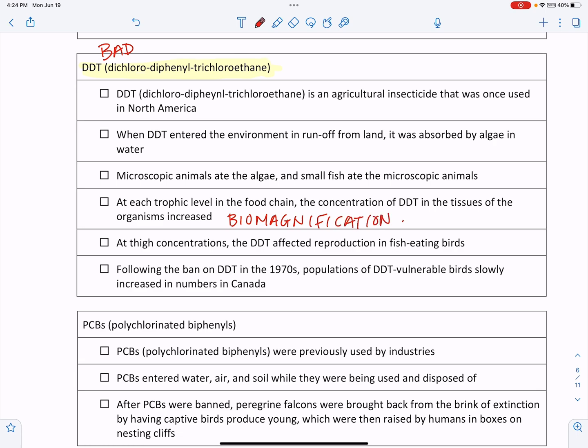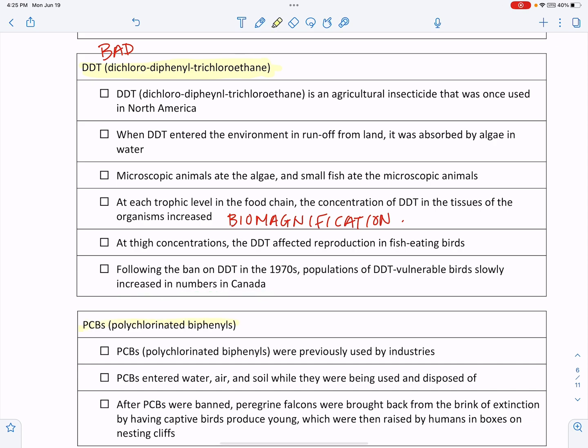At high concentrations, the DDT affected the reproduction of large fish-eating birds. These large birds were no longer able to produce eggs and therefore no longer able to produce any offspring. It wasn't until the 1970s, when there was a ban on DDT, that the populations of DDT-vulnerable birds slowly started to increase in Canada.